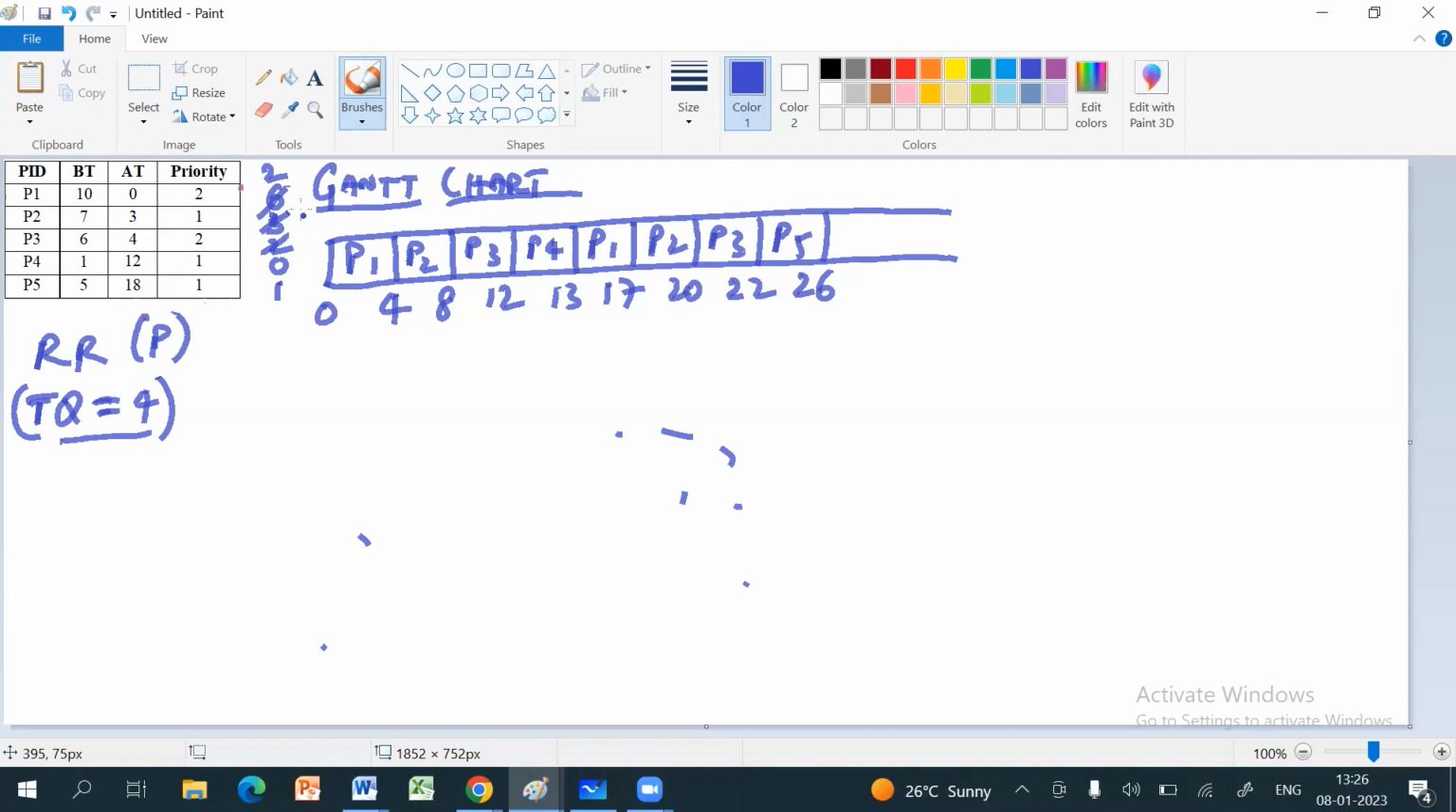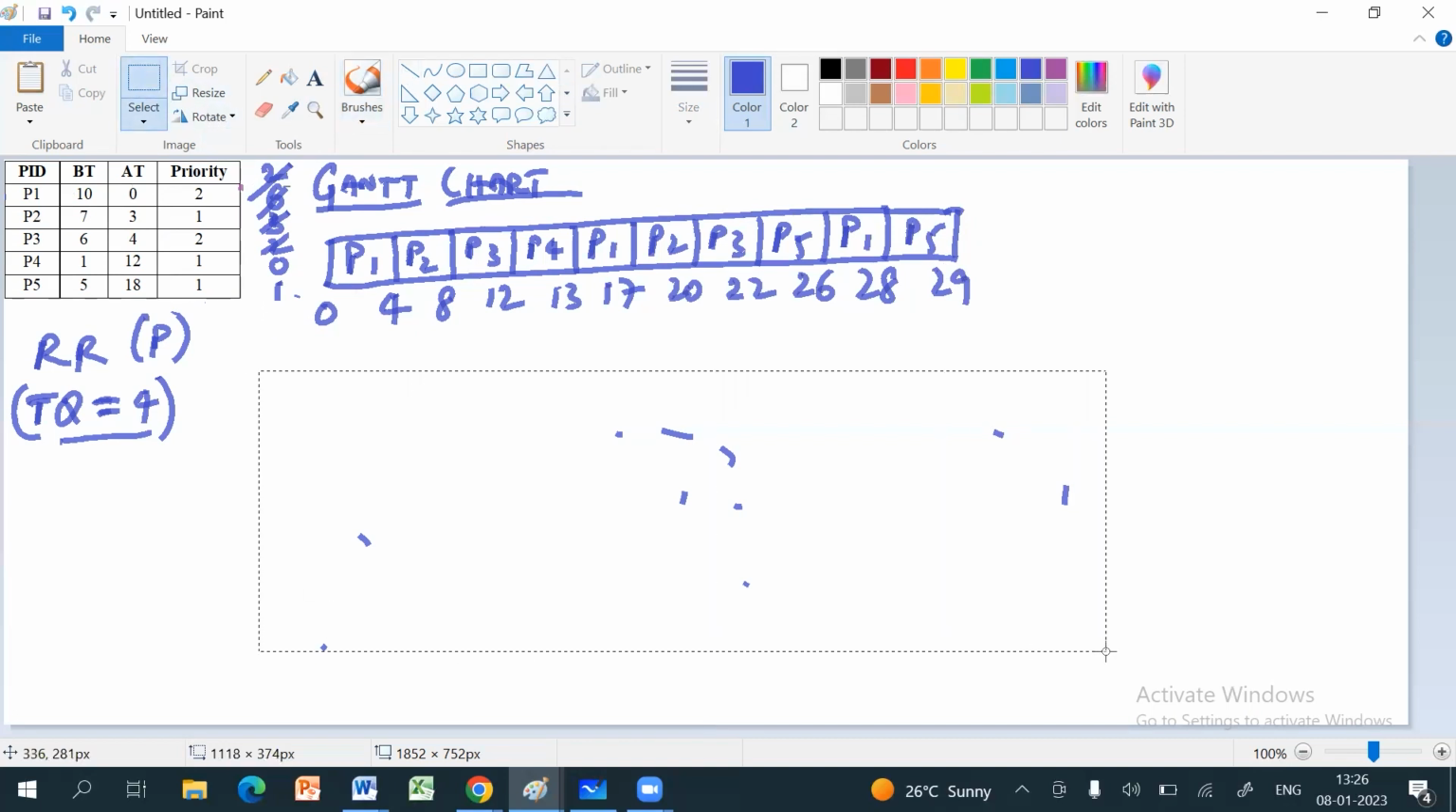So in the next round, as you are able to see, P2, P3, P4 have all completed. What is remaining is P1 and P5, and P1 and P5 require 2 and 1 each. Time quantum is 4, which is well within the limit. So P1 will continue till 28, so there's no more left, and P5 is only 1 unit, so it will continue till 29. So that's the Gantt chart for your round robin scheduling technique.